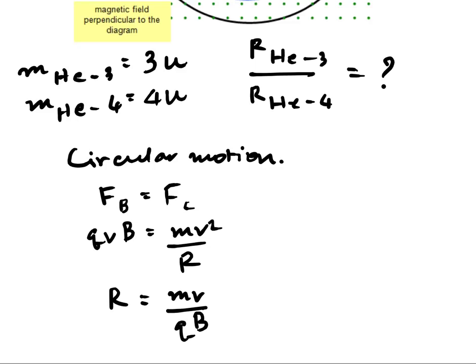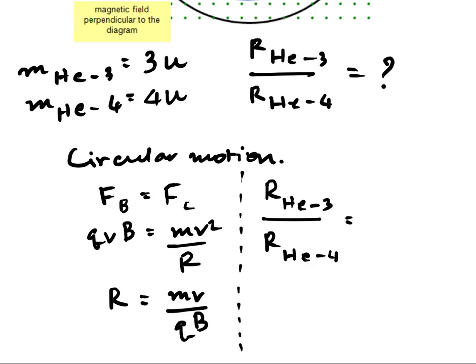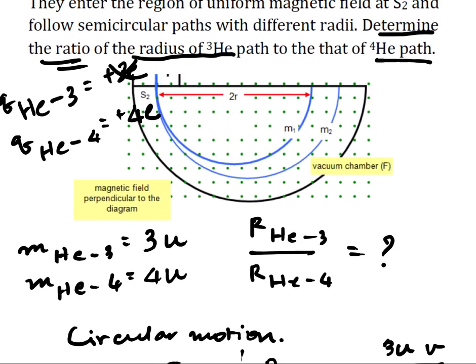So from the mv over qB, we can do the radius of helium-3 divided by the radius of helium-4. For the numerator, the radius of helium-3, which has the mass of 3u, times the velocity v, and the charge should actually be 2e because it is the nucleus of the helium. Sorry, this is not 3e or 4e, it's only 2e because the nucleus has only 2 protons.